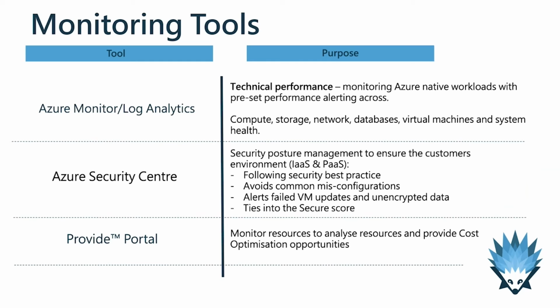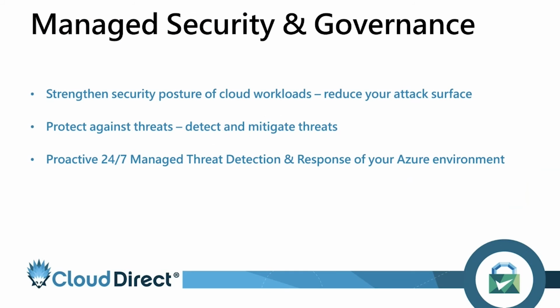And then moving on finally to managed security and governance. This just takes you through the key 3 pillars that we have as part of our security and governance. What we want to do as part of any managed engagement is strengthen your security posture of your cloud workloads and reduce that attack surface, so making sure it's really as locked down as possible. Protect against threats, so again, really detect and mitigate against any threats on a proactive basis. And then the 24/7 managed threat detection and response of your Azure environment.